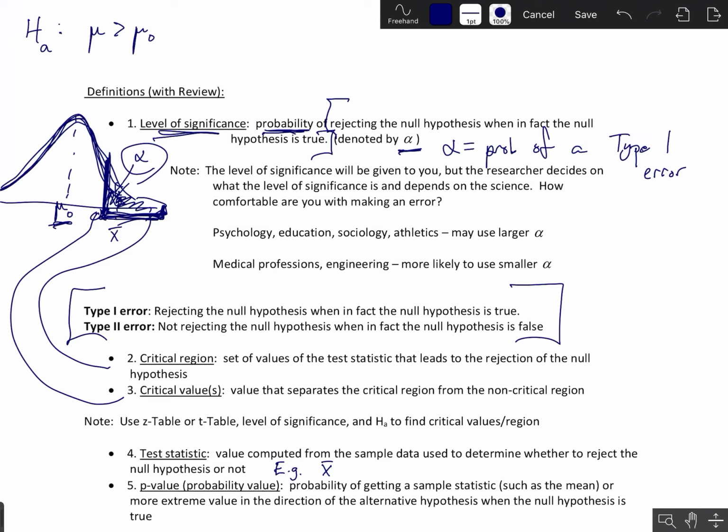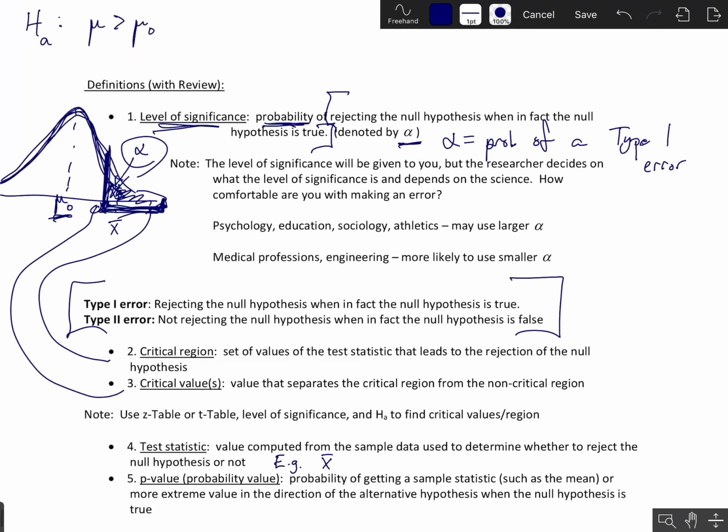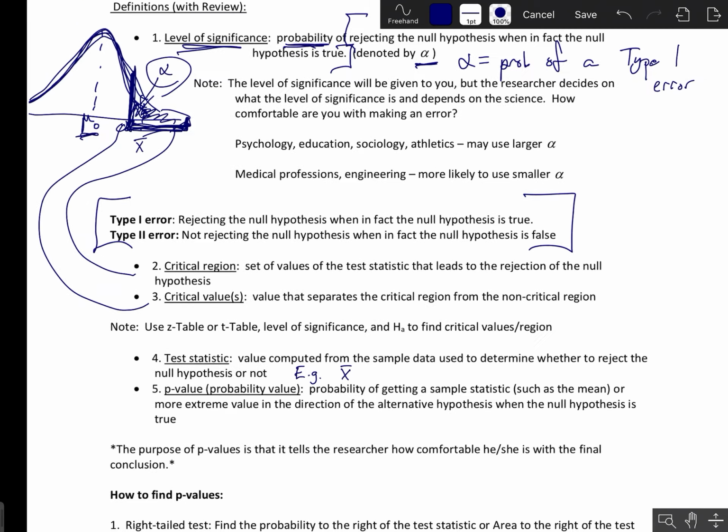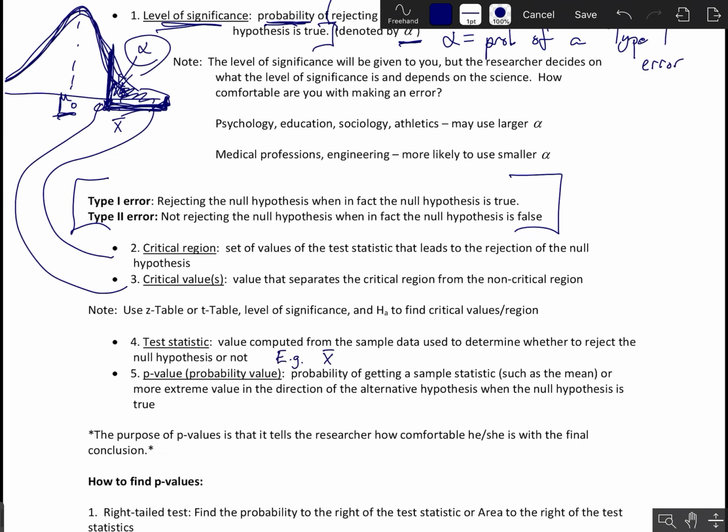We think instead that the actual population mean might live over here to the right. So this test statistic is going to be used to determine whether or not to reject that null hypothesis. And then lastly, we're going to have what's called a p-value. A p-value is similar to the level of significance. It's also going to be an area, but this is going to be the probability of getting a sample statistic like the one that you got or a more extreme one.